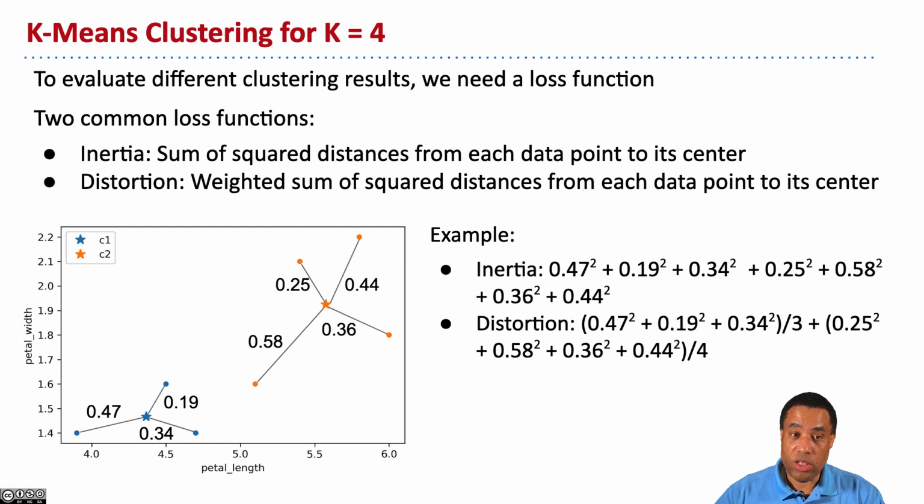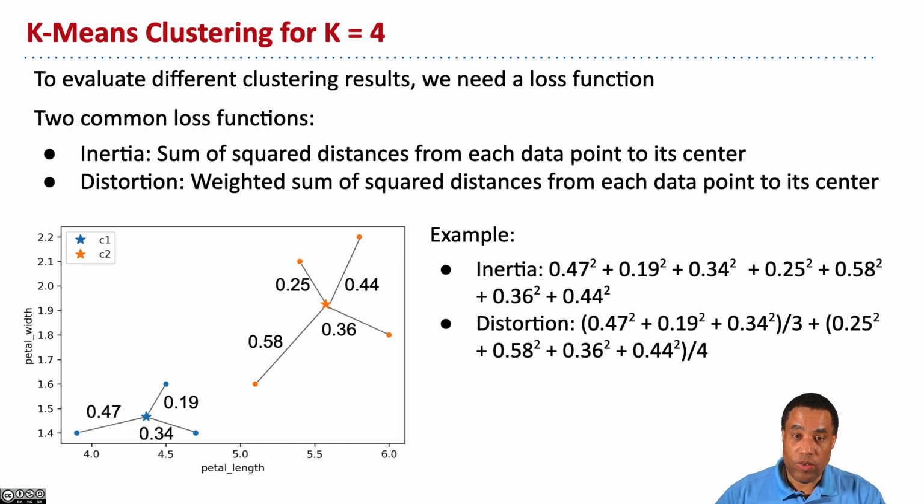Okay, so inertia is just going to be the sum of the squared distances from each data point to its center. The lower left-hand point is 0.47 from its center, so it'll be 0.47 squared. The one just above that is 0.19, so it'll be 0.19 squared. And the one below that is 0.34, and so it'll be that squared. Similarly, we'll do the same thing for the distances of 0.25, 0.58, 0.36, and 0.44 for the yellow points. And when we sum all of that up, that gives us our inertia measurement.